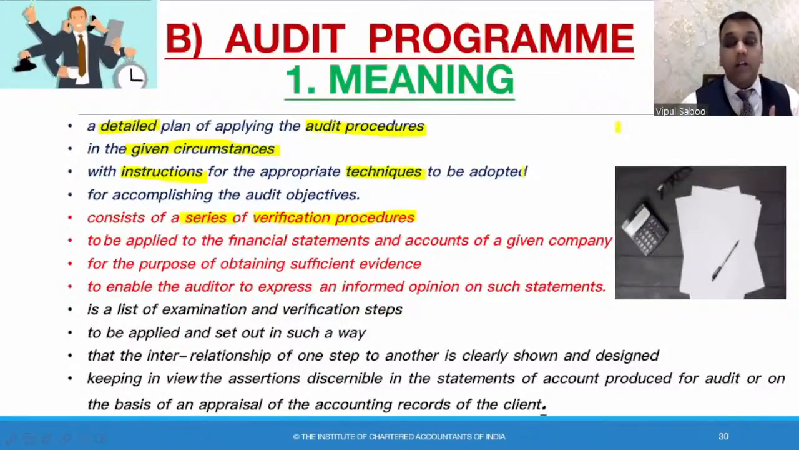So the article trainee will have to verify whether such a particular facility exists with the hotel or not, whether such a particular asset exists with the hotel or not. For example, I gave you the example of a boot polish machine, the boot cleaning machine, right? Verification procedures are then to be applied to the financial statements and accounts of a given company. So basically, our main focus is on the financial accounts.